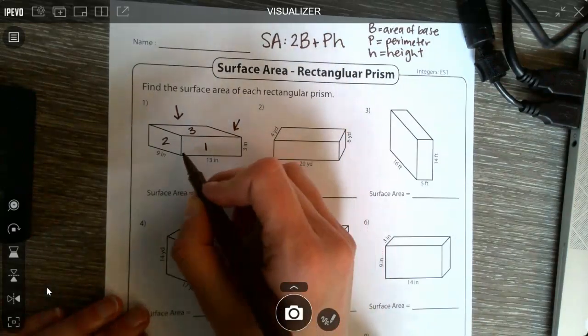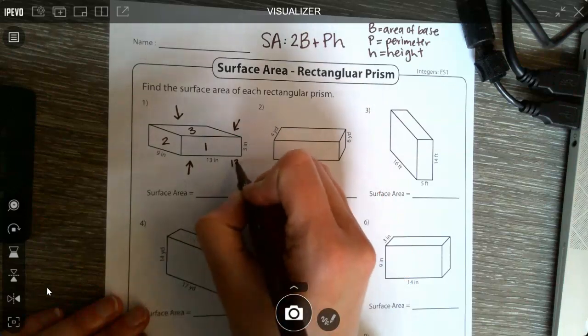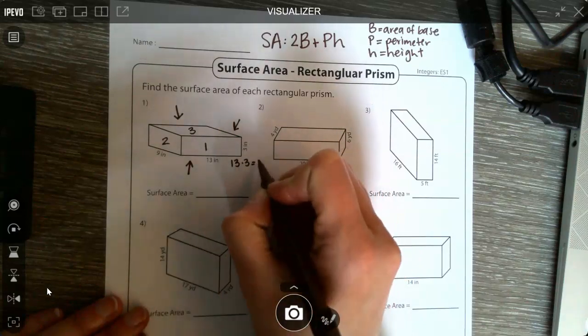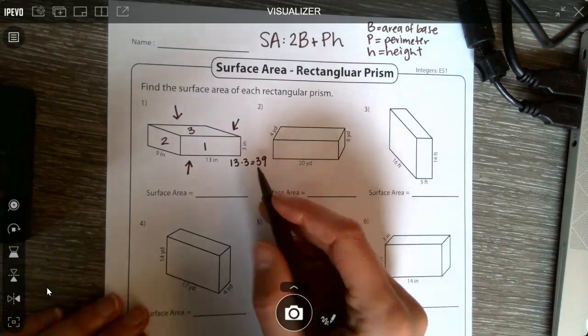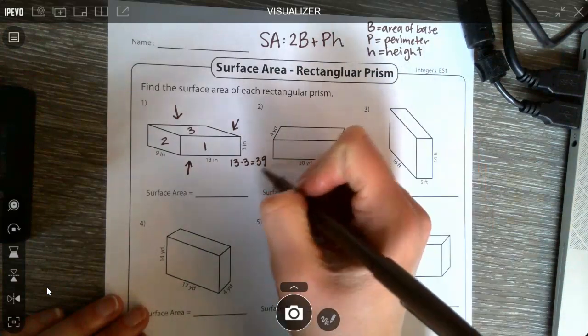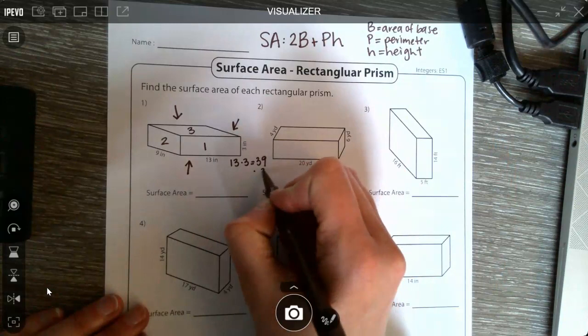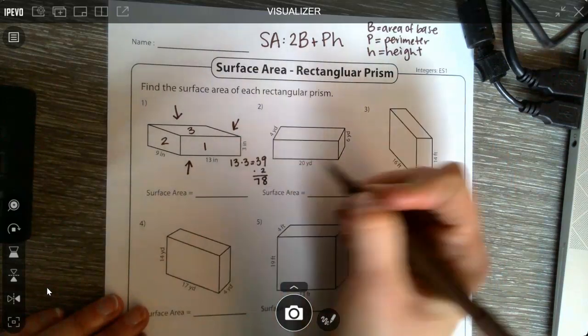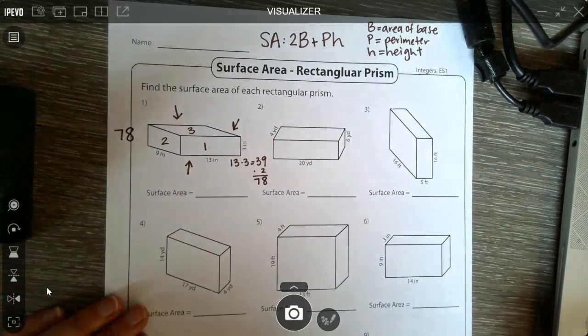This is a rectangle. It's a 13 by 3 rectangle, so all I'm going to do is base times height. 13 times 3 is 39, okay? And I know that I have 2 of those because there's 1 in the front, and it's going to match on the back. So then I'm just going to double 39. 39 times 2 is going to be 78. All right, so I got 78. That's 2 of my sides, or 2 of my faces.